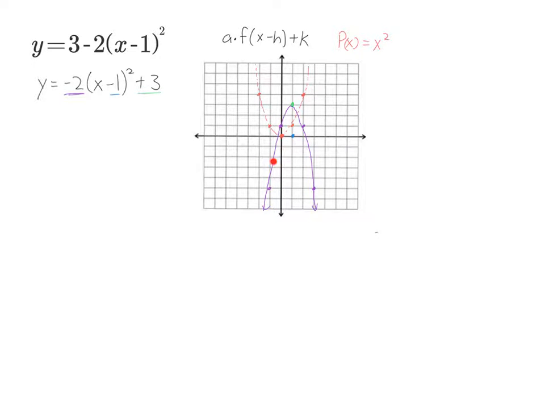And if you notice, it does have a stretch of 2. It actually looks a little longer this way than the original graph did. And also we know that that negative is going to flip it. And if you notice, it kind of forced it to flip. So there you go.